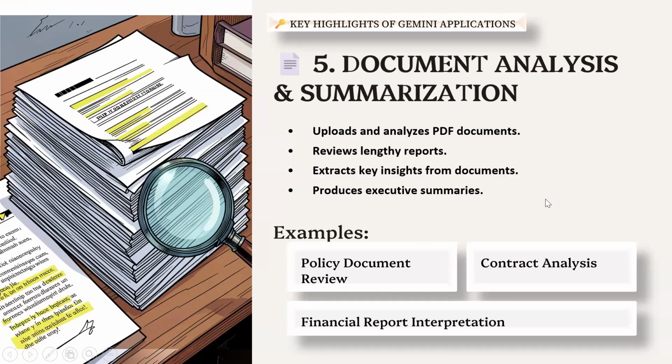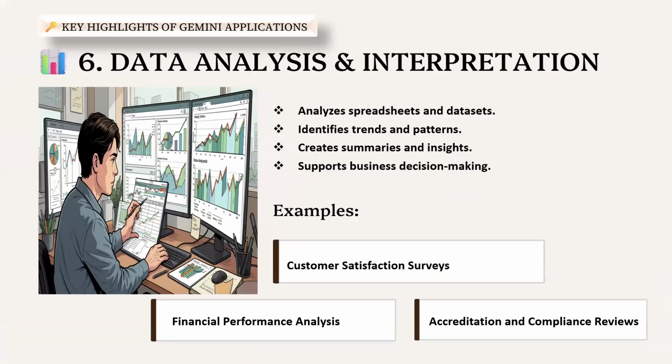Review lengthy reports. For example, maybe your superior in the office has given you a report of 100 pages or even more, and you are asked to review. All you need is the soft copy of that report. Once you upload it into Gemini and give the correct prompting, you get your results. Extract key insights from documents and produce executive summaries. Examples: policy document review, contract analysis, financial report interpretation.